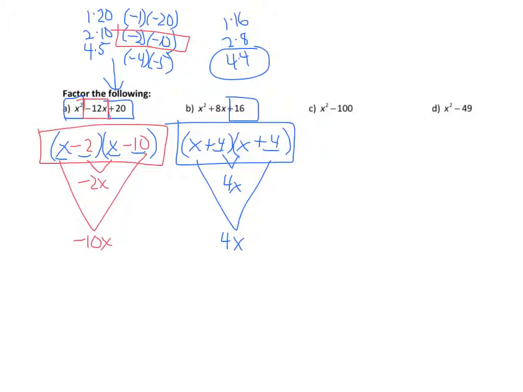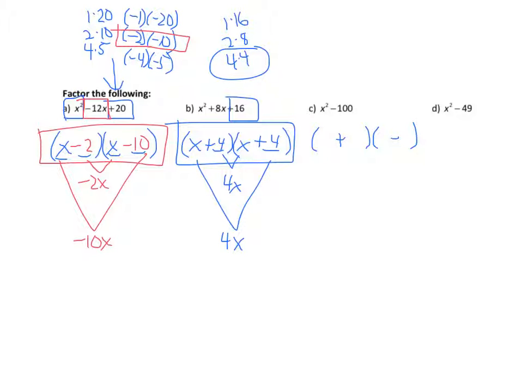Okay, the next two are the special case that we call difference of squares. Difference means subtraction, and both terms are perfect squares. So whenever you have subtraction and two perfect squares, it's going to factor into two binomials. And those two binomials are going to be the same, except one is going to have a plus in the middle and one is going to have a minus.